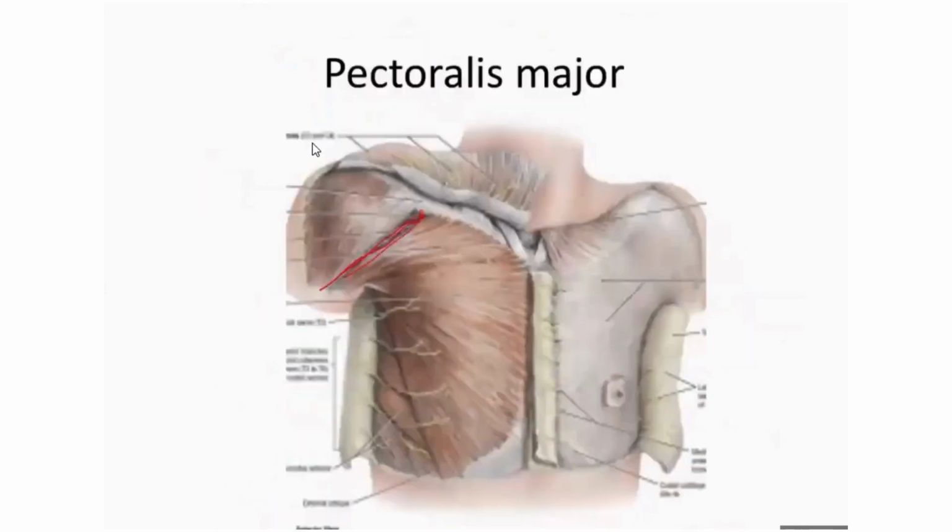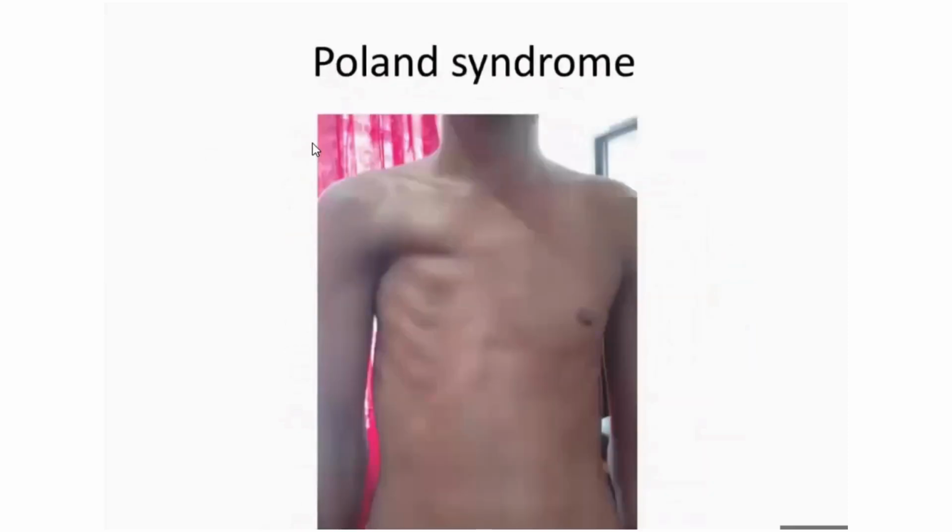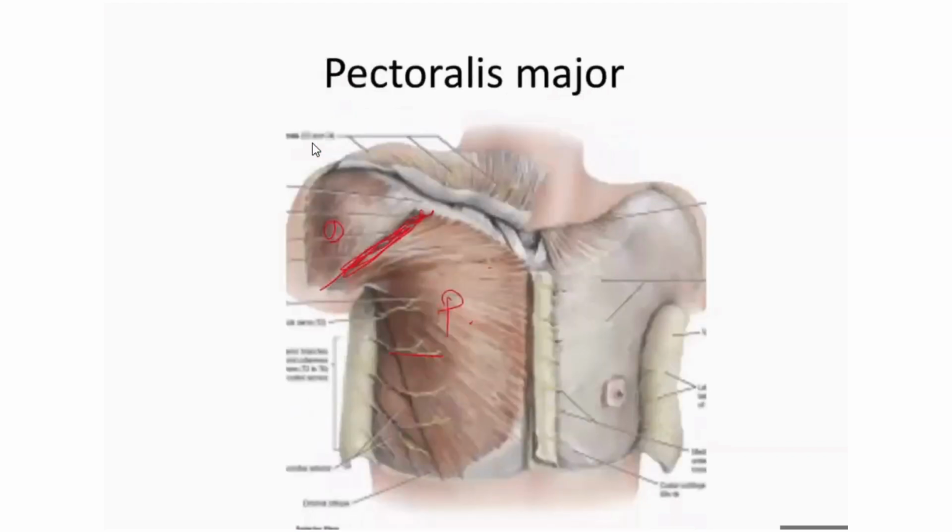What is this muscle? Pectoralis major. This muscle is deltoid. Absence of the pectoralis major muscle can occur. That syndrome is called Poland syndrome. Am I right? Here you cannot find the pectoralis major. Here you can see it. Again, remember the nerves which pierce the pectoralis major: the medial pectoral and lateral pectoral nerves.